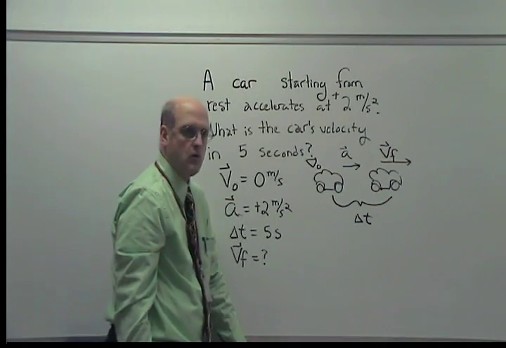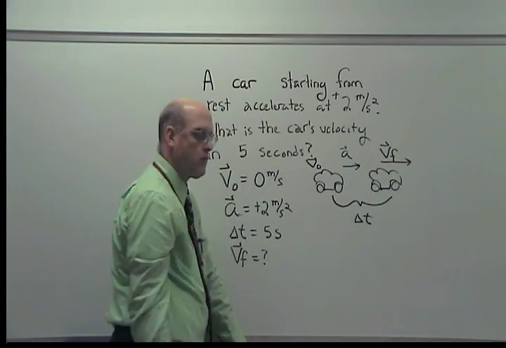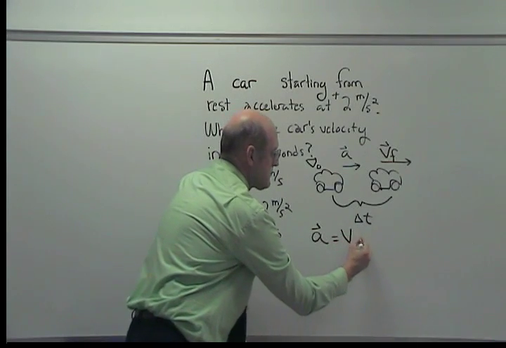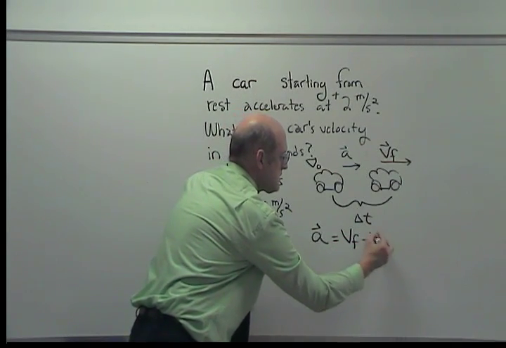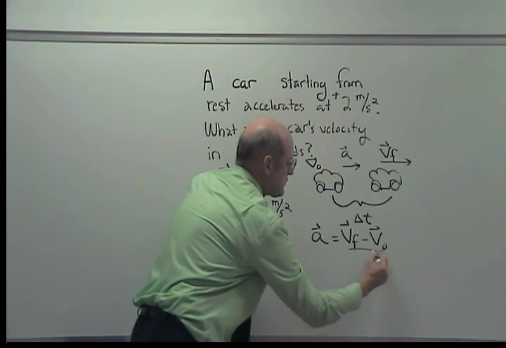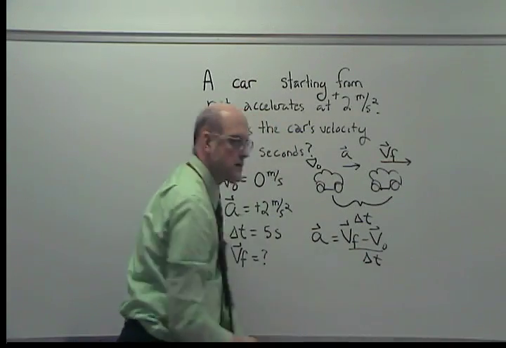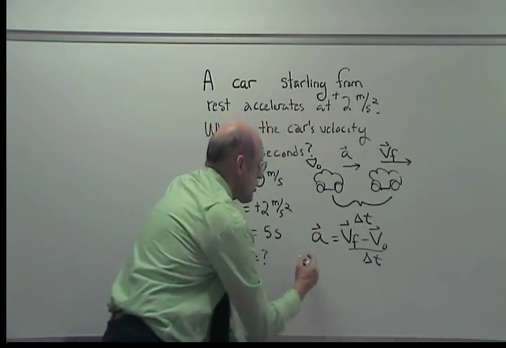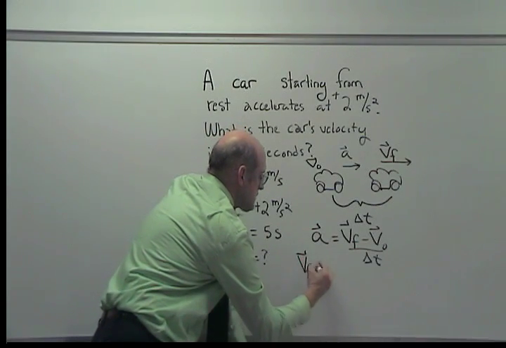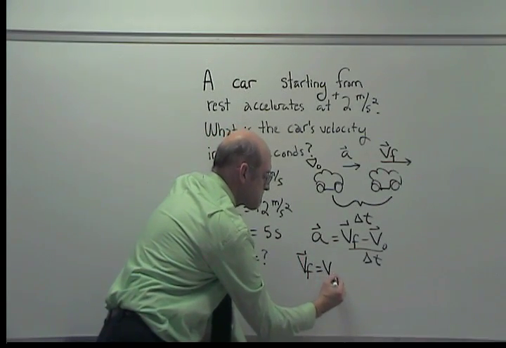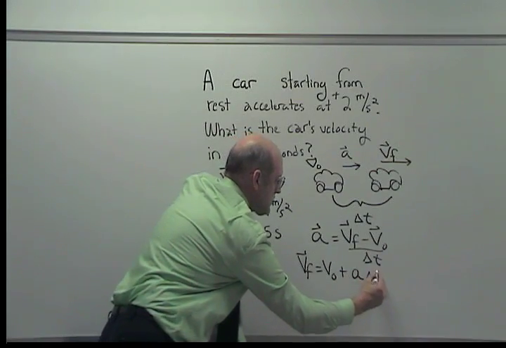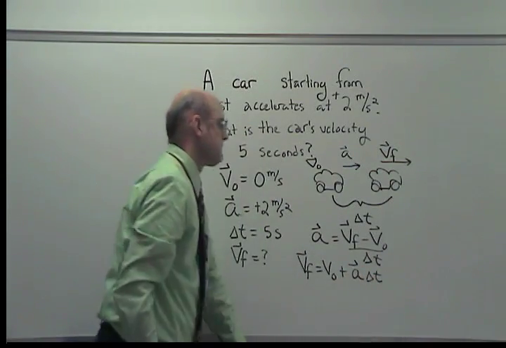The next step is the equation. And we really have one equation for acceleration, and that's that the acceleration is equal to the final velocity minus the original velocity over the time. Next, notice I didn't substitute in any numbers yet. Next, solve for the final velocity. So we have the final velocity is equal to the original velocity plus the acceleration times the time.